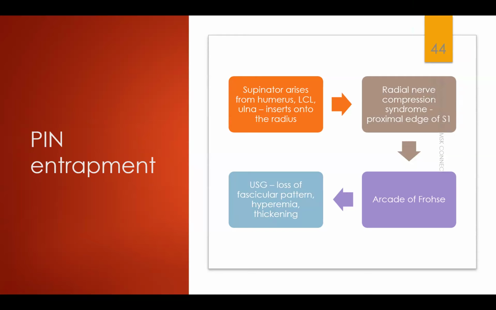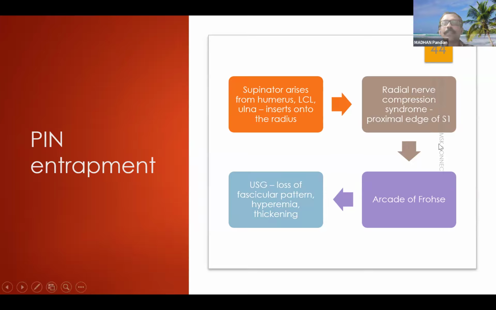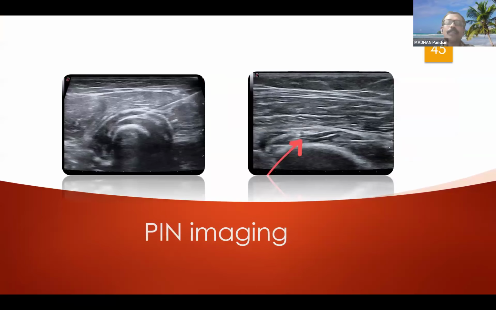Okay, thank you. Right. So if there is a PIN entrapment, theoretically there are some 7 places where it can get entrapped. Out of which the arcade of Frohse is the most common one, which is the compression at the proximal edge of the supinator. There is a loss of the fascicular pattern, and hyperemia and thickening on ultrasonography.